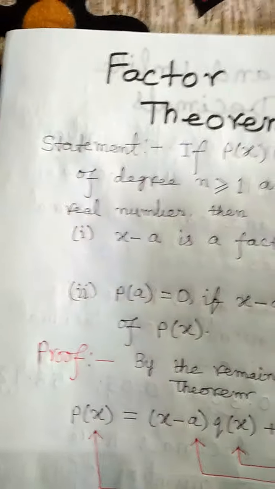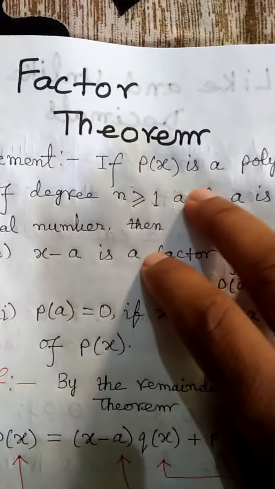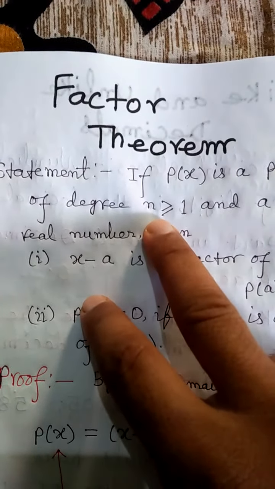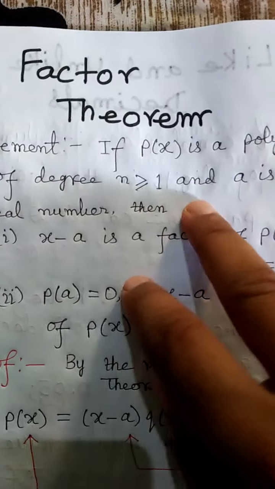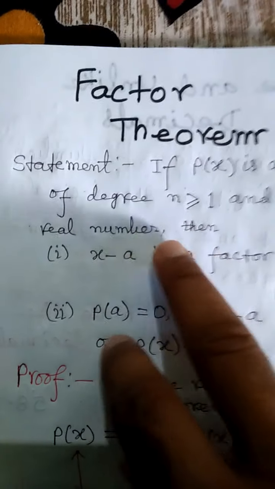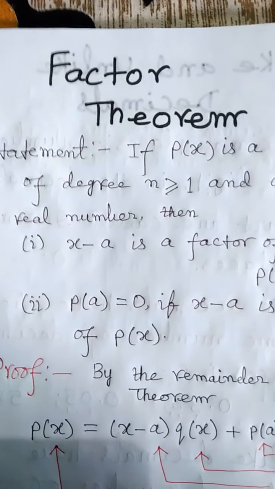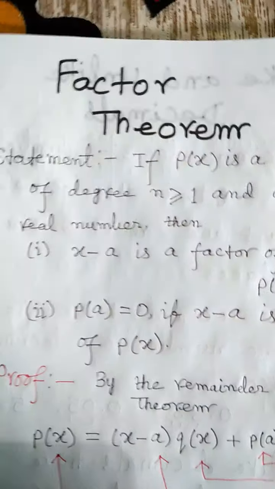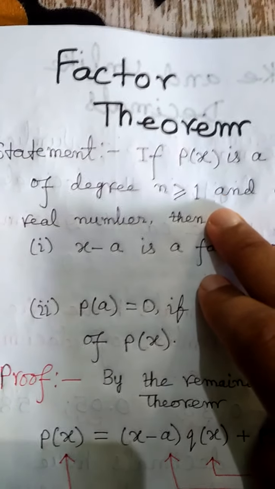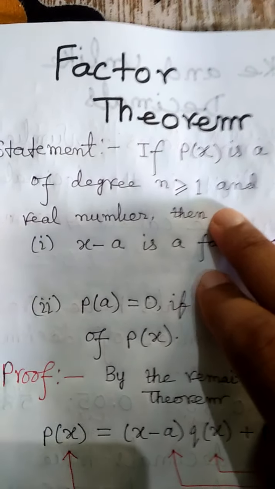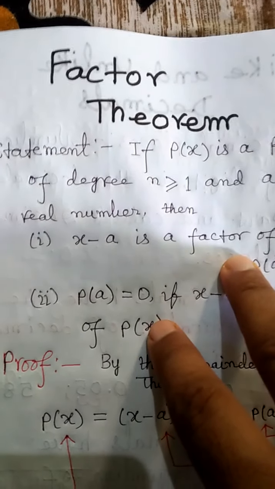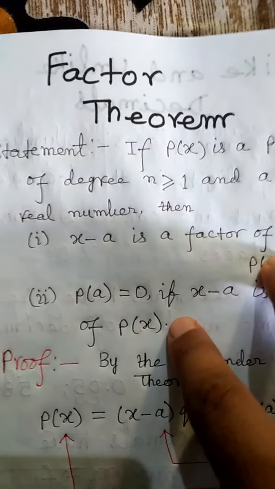It tells us that if P(x) is a polynomial of degree n greater than or equal to 1 and a is any real number, then P(x) is a polynomial whose degree is either 1 or greater than 1. Now, x minus a is a factor of P(x).